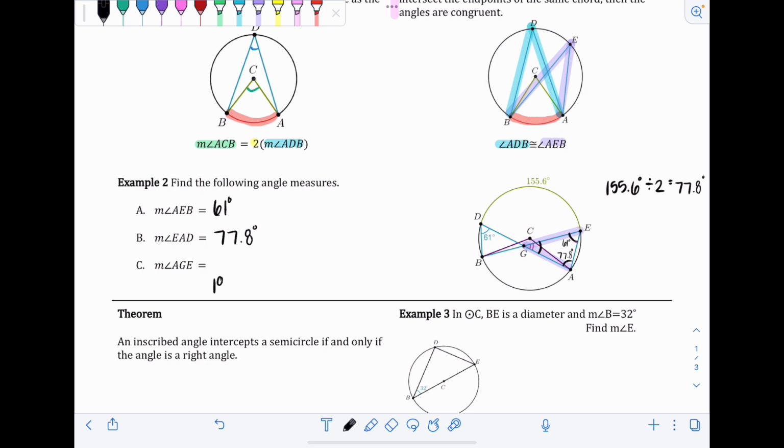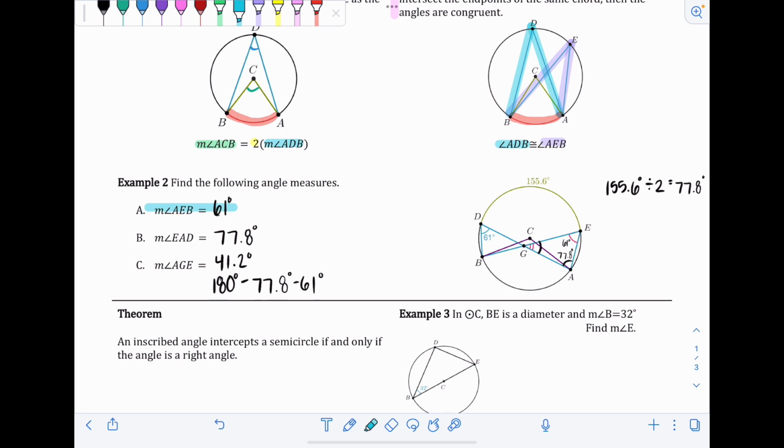So it'd be 180 degrees minus 77.8 degrees and then minus 61 degrees. So we do 180 minus 77.8 and then minus 61. It ends up being 41.2. So the measure of angle AGE is 41.2 degrees.